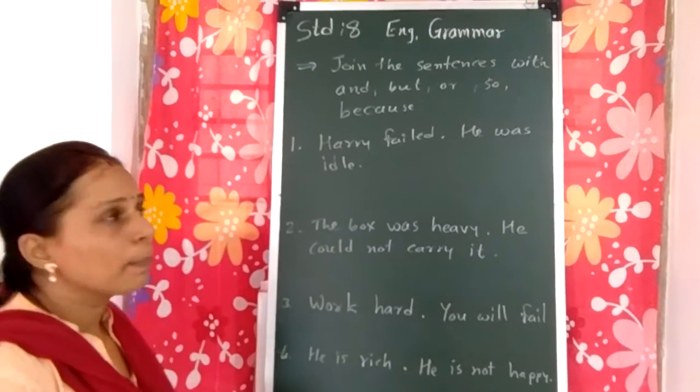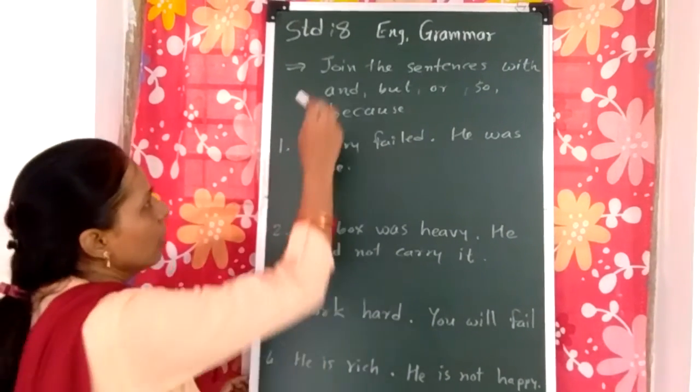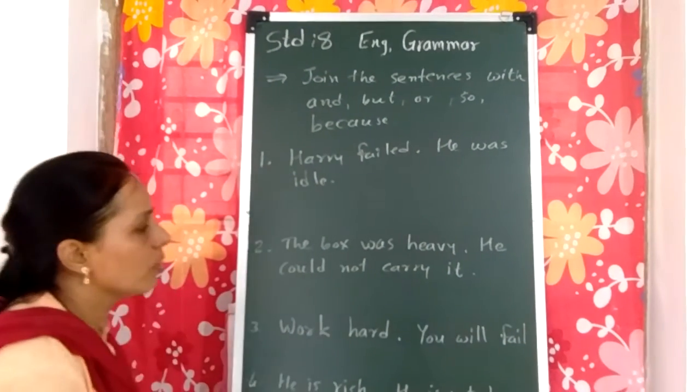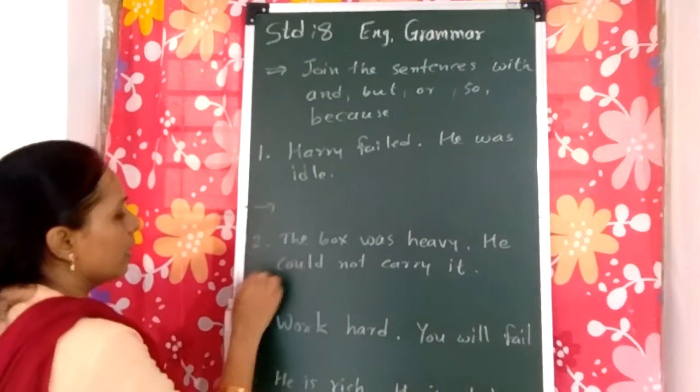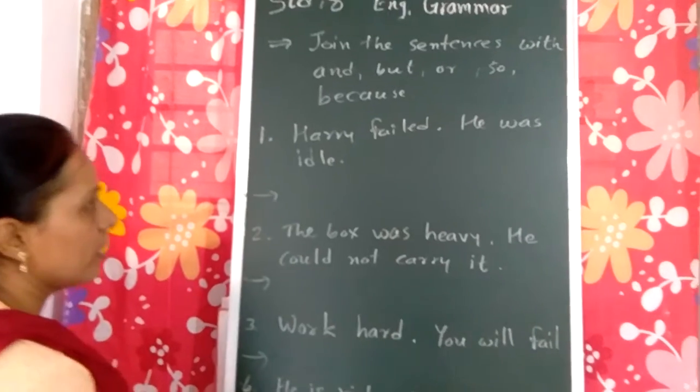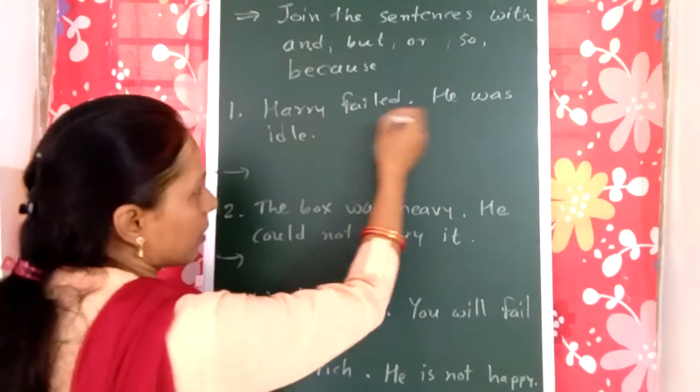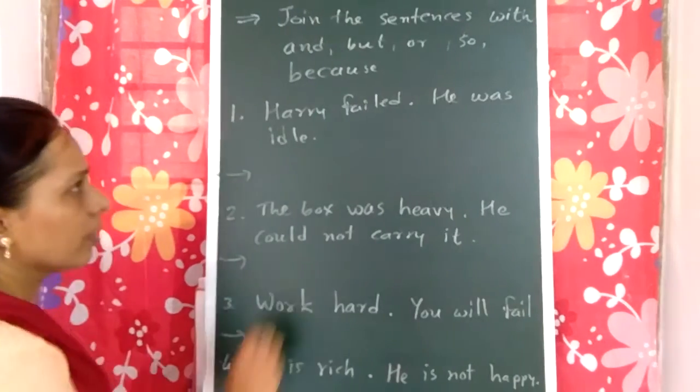Let's solve some examples of conjunctions. Okay, join the sentences with and, but, or, so, and because. So there are 4 sentences here. First sentence: Harry failed. He was idle.